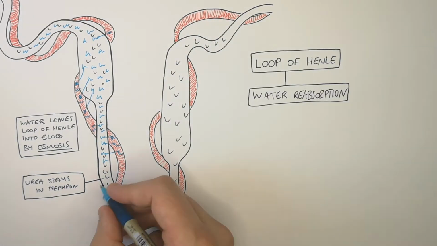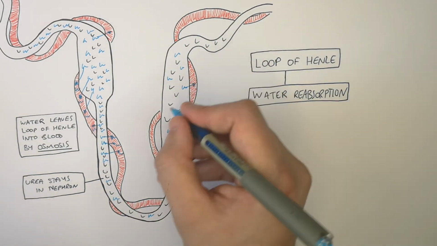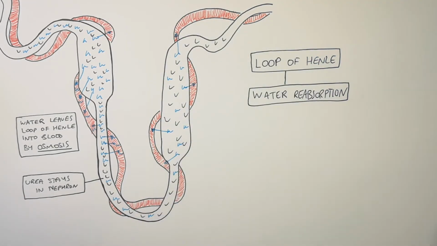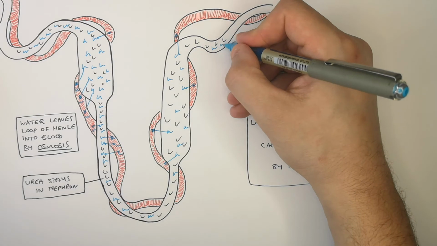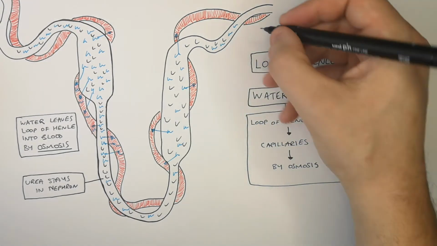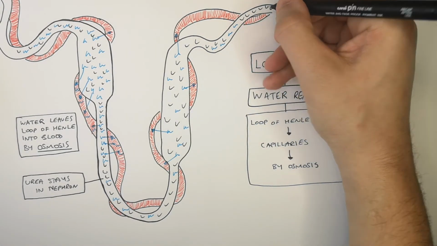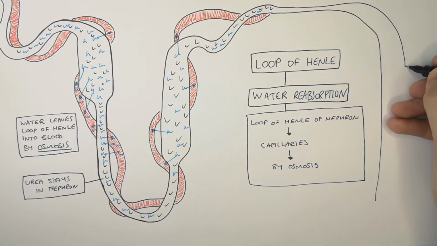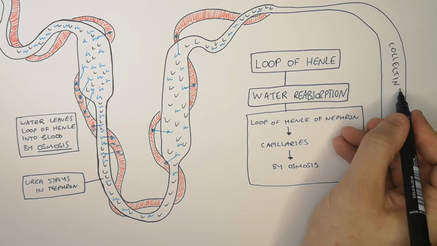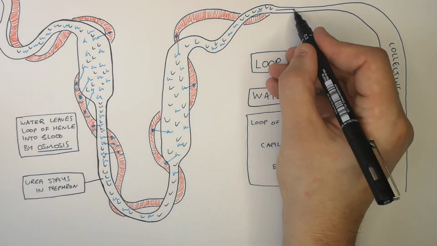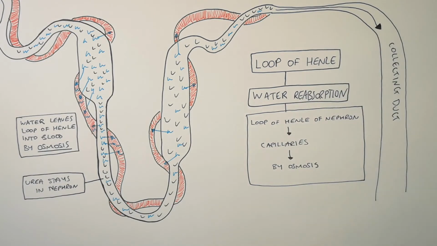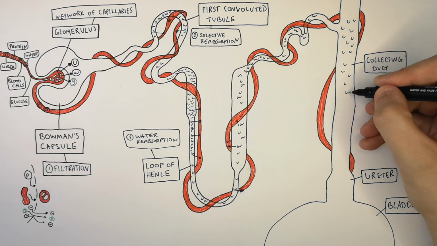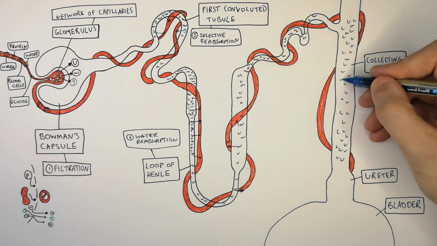So the water reabsorption happens in the loop of Henle of the nephron, whereby water is transferred into the capillaries by osmosis. Not all the water is reabsorbed from the loop of Henle into the blood. Some water will remain and enter the collecting duct along with the urea. So remember this, water isn't completely reabsorbed in the loop of Henle. Water and urea now enter the collecting duct from the second convoluted tubule. So now the remaining urea and water enter the collecting duct via the second convoluted tubule.